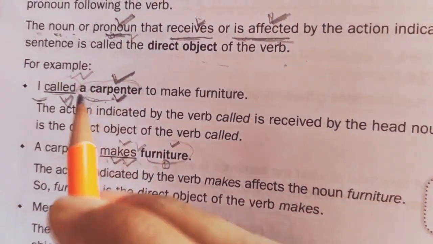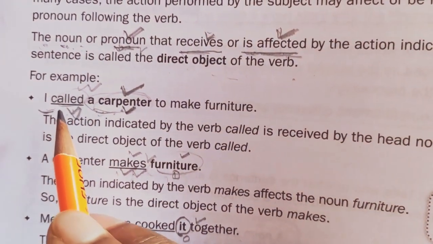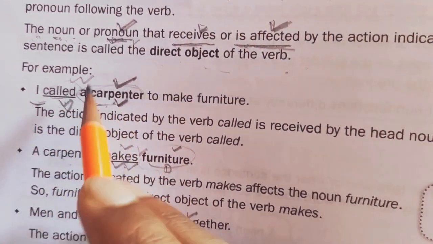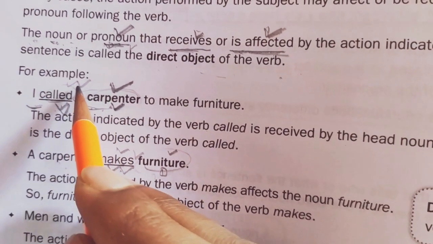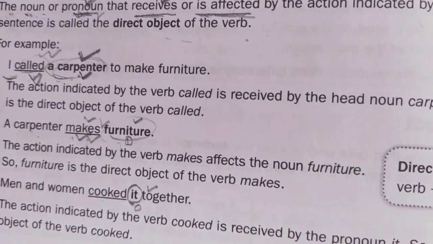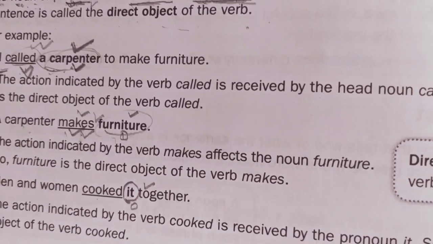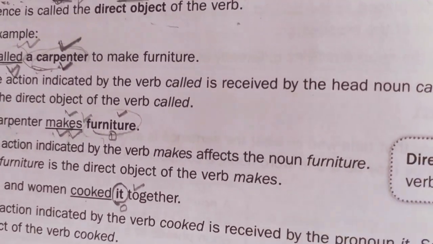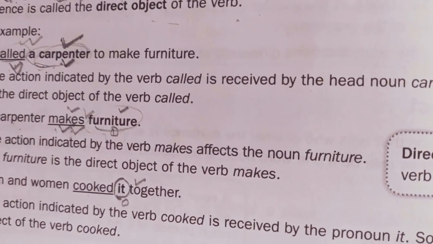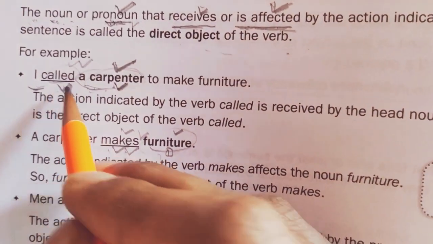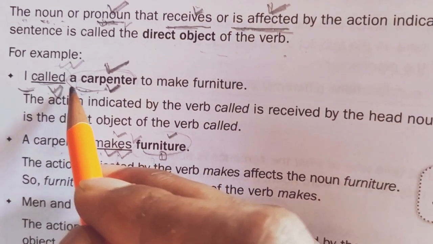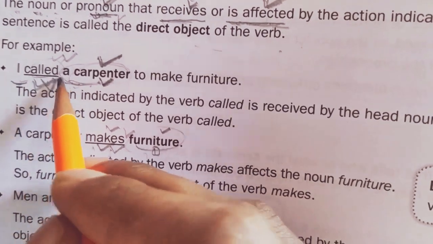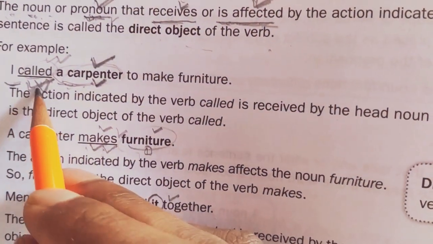So with the help of this example we can understand it. I call a carpenter to make furniture. Called whom? You call a carpenter. Now let me tell you, a few words are there that need objects, and a few other words are there that don't need objects. So here called is a word that needs an object, so that will be the object of the verb called.